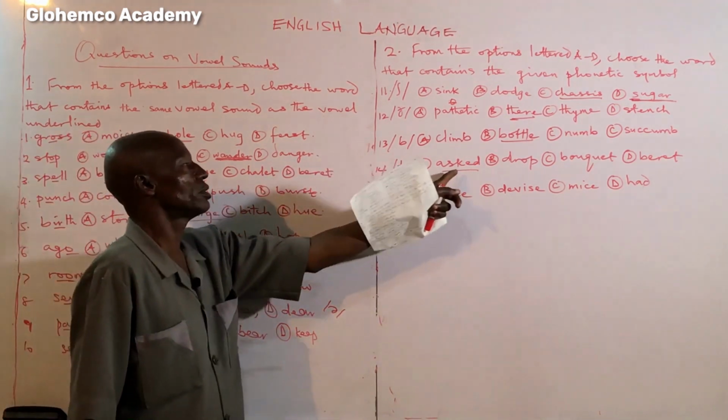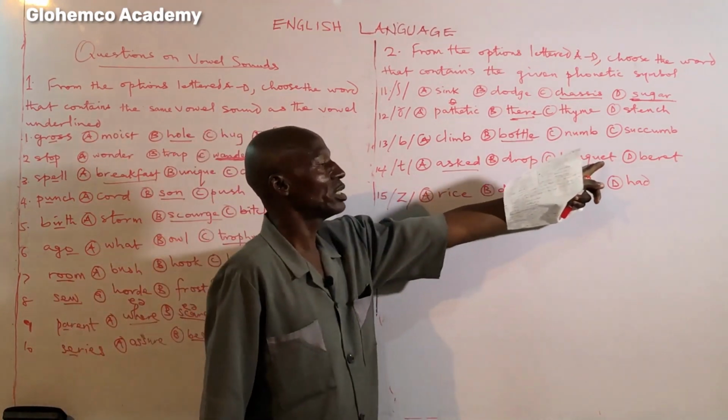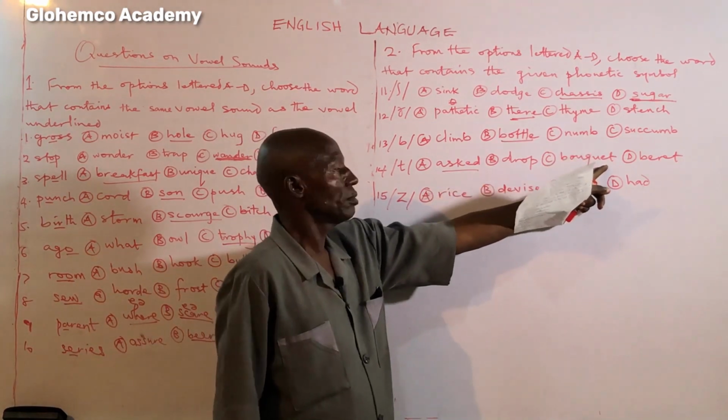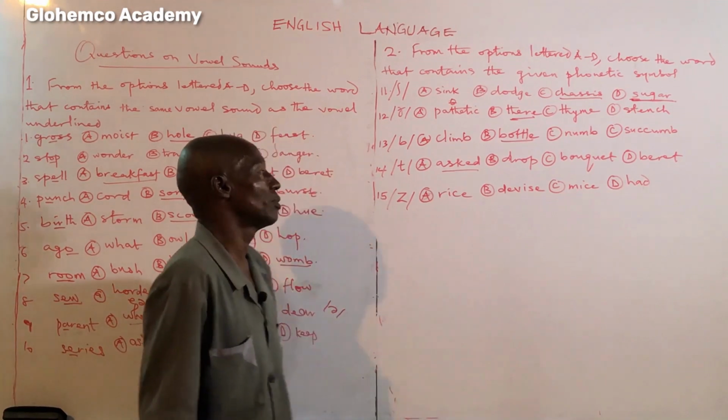So for this one now, we have asked. But this one does not contain T in pronunciation, in bouquet. It's a kind of flower. Bouquet. Then beret. That's a type of cap you wear.